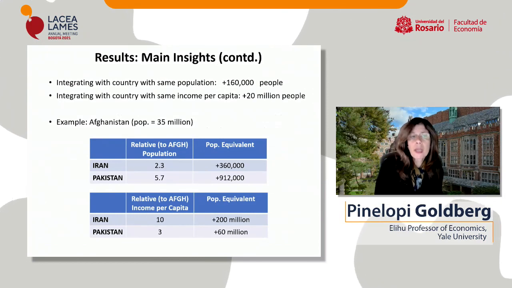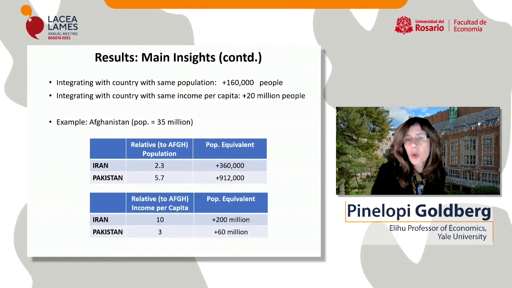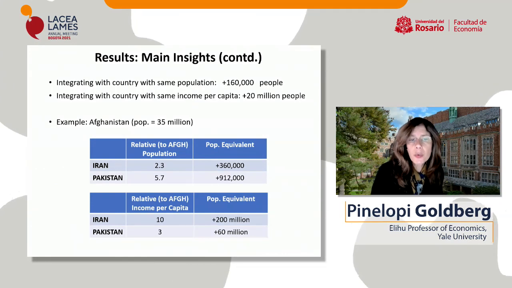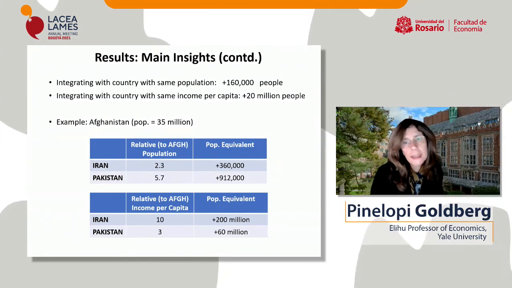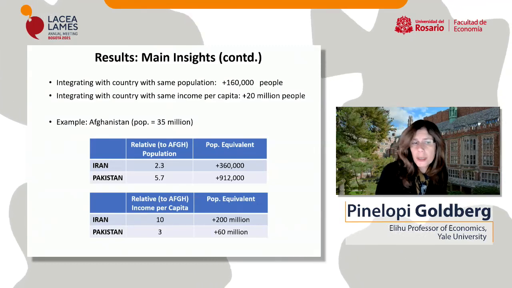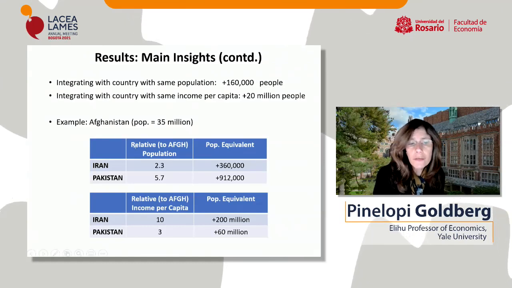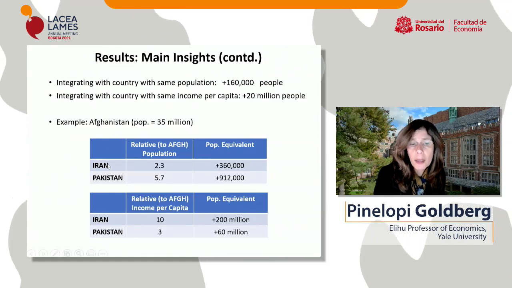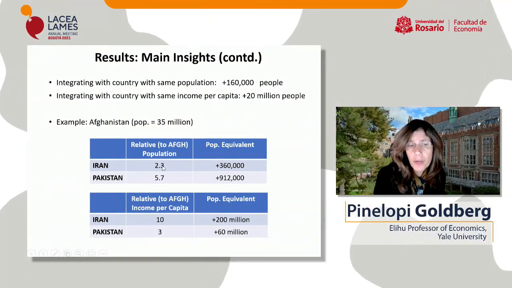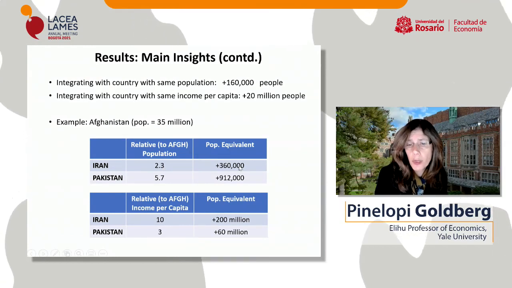If a country integrates with a country with the same population, this is the same as adding 160,000 people to the market size. If you integrate with a country with the same income per capita, this is like integrating 20 million people. So it's a much larger number. As an example, consider Afghanistan. The population is 35 million. If Afghanistan integrates with Iran, Iran has 2.3 times the population of Afghanistan. So it gets a very significant increase in market size. This is the population equivalent.